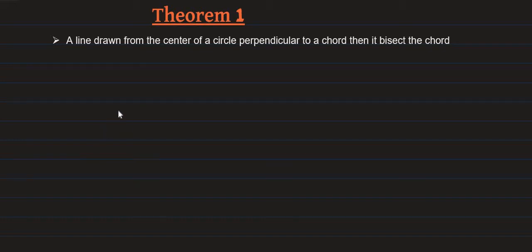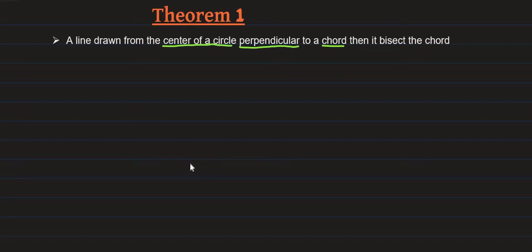Welcome to the course, 2020, on teaching and learning. One of the topics is Euclidean geometry, and we are looking at theorem number 1. The statement of theorem number 1 says: a line drawn from the center of a circle perpendicular to a chord, then it bisects the chord.